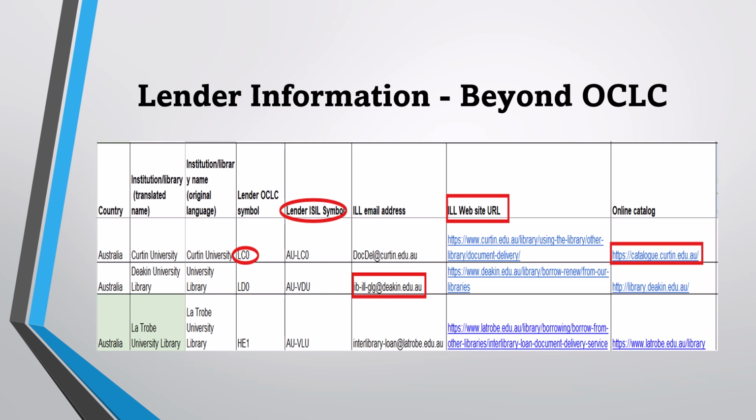There are also links to the ILL website and ILL emails to help you to locate the lender's primary contact information and their policies. The online catalogs help you quickly check libraries holding information and availability at the item level.